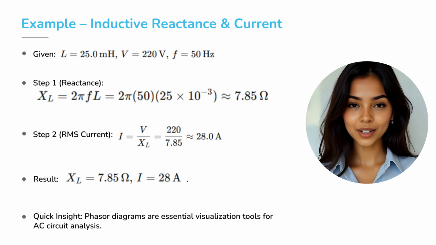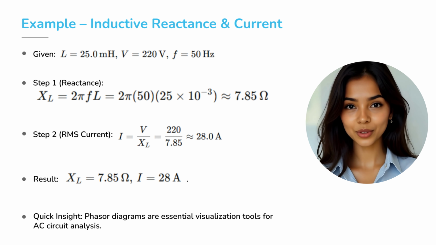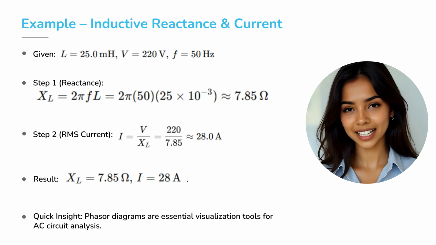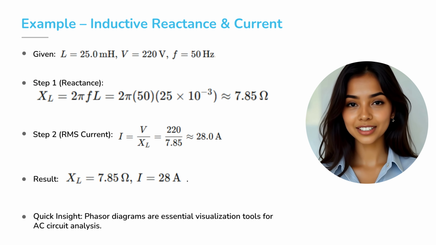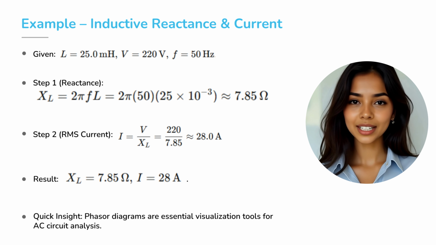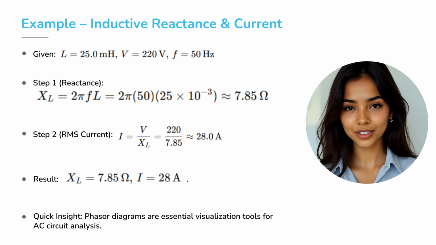Step 2. RMS current. Now current I equals V divided by XL, so 220 divided by 7.85, which gives nearly 28 amperes. Final result, the inductive reactance is 7.85 ohms and the RMS current flowing is about 28 amperes. Quick insight: this large current shows why inductors with small reactance at low frequency can draw significant current, and this is exactly why phasor diagrams are so useful. They let us visualize how reactance controls current flow in AC circuits.